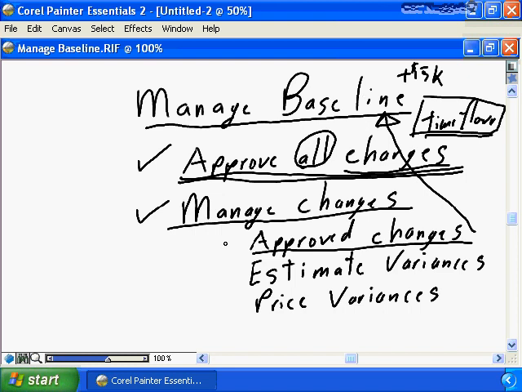So those are the easy changes, the easy budget changes to deal with. The approved changes, because they in fact change your project baseline. But you're going to have other changes. You're going to have estimate variances.